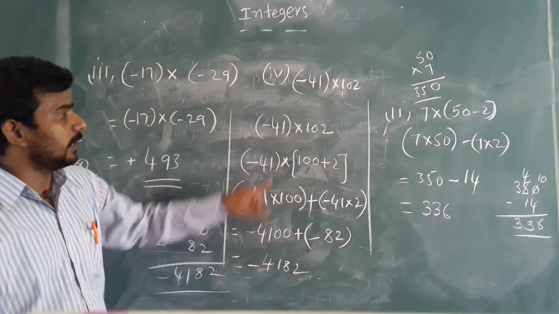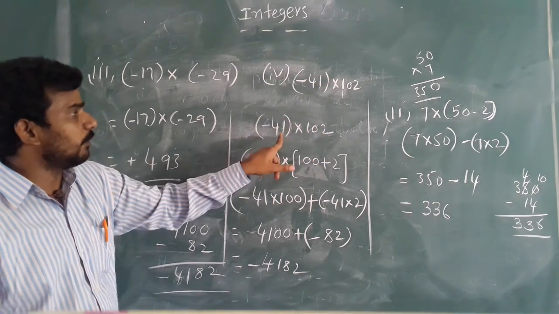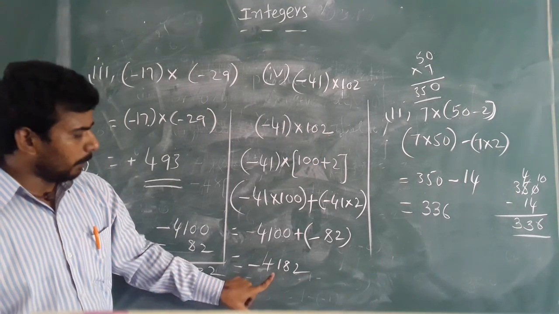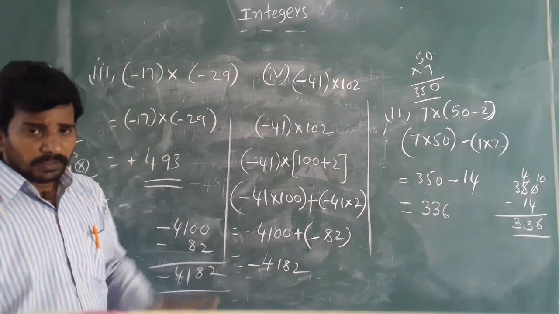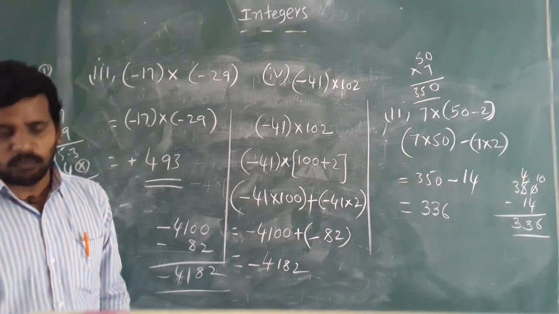One more property also there. In this value you have to take a, b. A into b equals c. That means minus 41 into 102, the result equals what, children? Minus 4182. That is the direct method. This is the distributive property. Now I will give you homework.